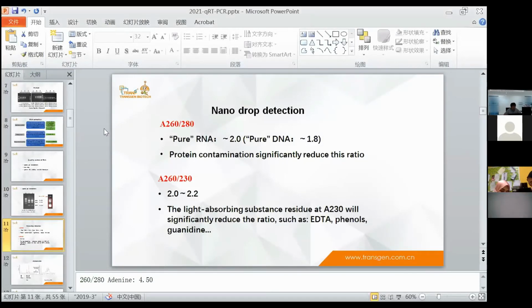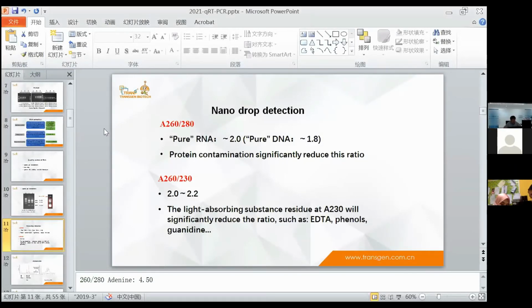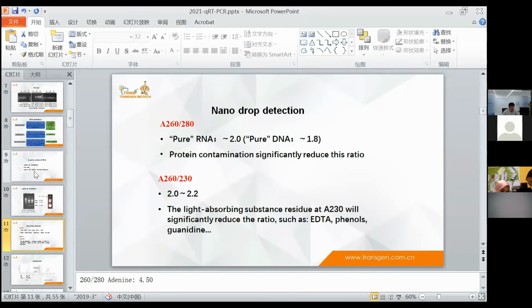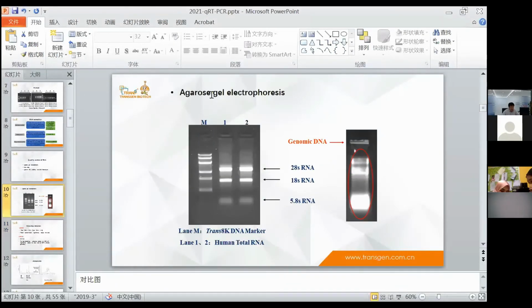We have to pay attention about this one. Nanogel only can detect the concentration and the impurity about the RNA. It cannot detect the integrity about the RNAs. So if you want to detect the integrity about the RNA, you have to use the agarose gel electrophoresis to detect the integrity of the RNA.